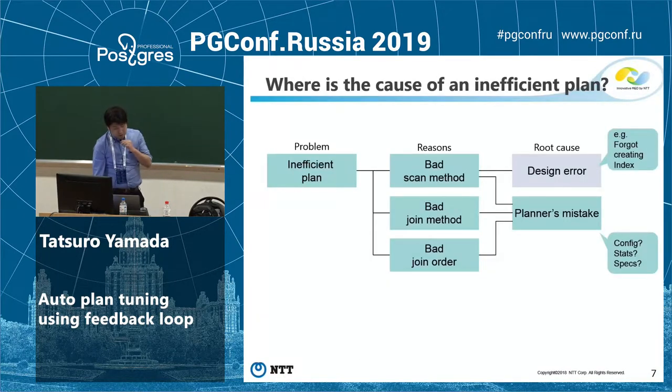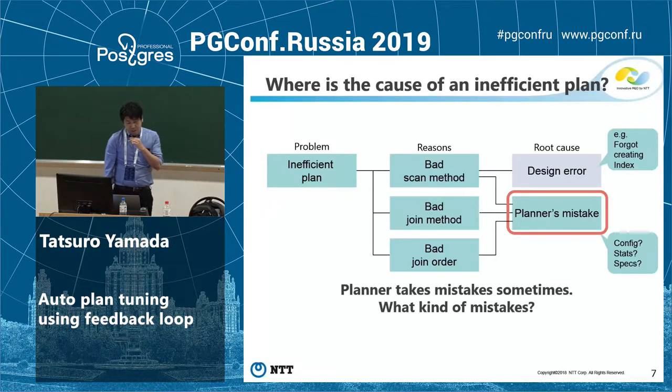Several reasons come to my mind, but at the core of most of them is the selection of bad scan method, join method, and join order by the planner. The bad choice may occur because of a mistake in designing tables and indexes or a planner's error. In most cases, a complicated query includes a large number of joins and aggregations, which tends to result in an inefficient plan. So planners occasionally make mistakes. What kind of mistakes? I'll explain well-known examples of planner mistakes on the next page.